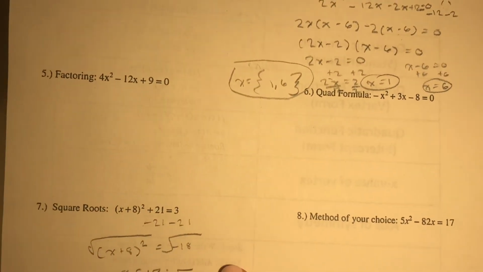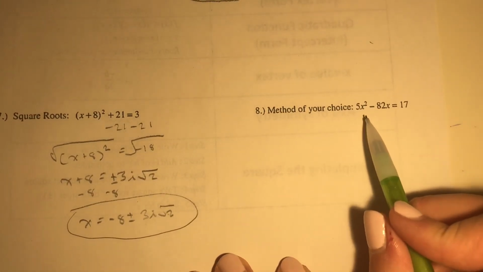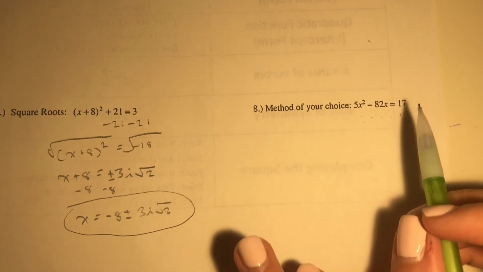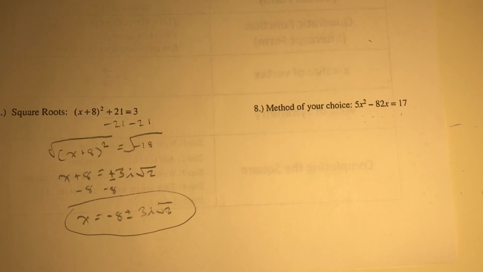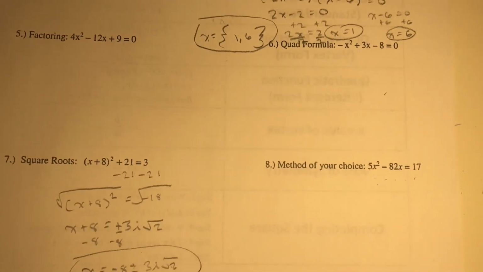Now for number 8, we're going to do a method of your choice. 5x squared minus 82x equals 17. Okay, so right there, what do you think that you should do? If you said right off the bat quad formula, then you're pretty good, because with the quad formula you can literally do anything. I'm kind of too lazy to do that here, because I assume that you guys already know how to do the quad formula. We're going to go on to the next page.